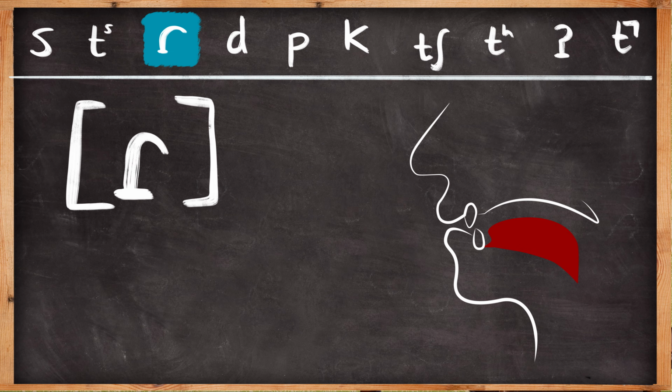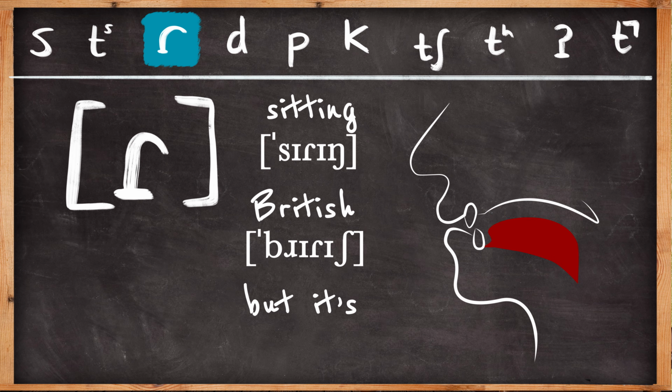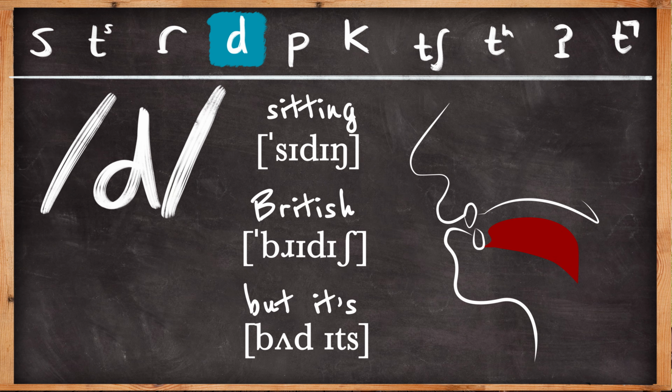3. It's very common to hear an American-influenced voiced alveolar tap when T is before a weak vowel these days in England. Sitting, British. But it's often actually more than just a tap. It's a fully fledged voiced alveolar plosive, D. Sitting, British, but it's. I'm not kidding.